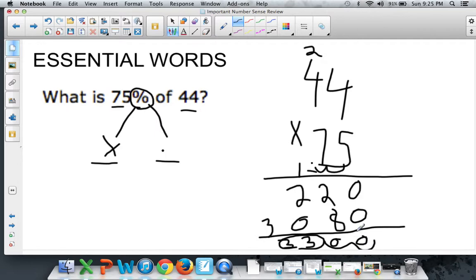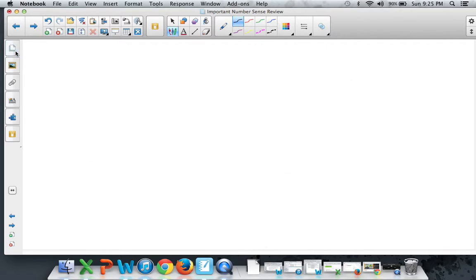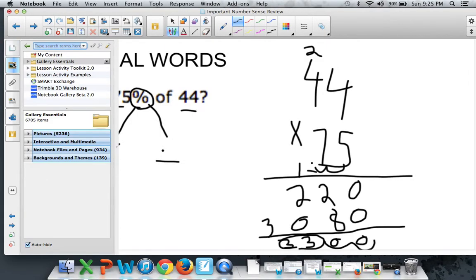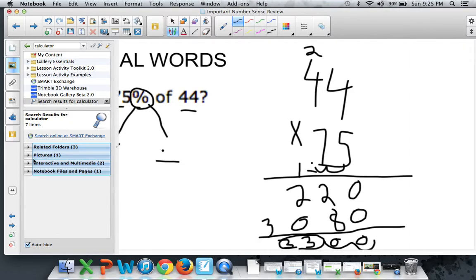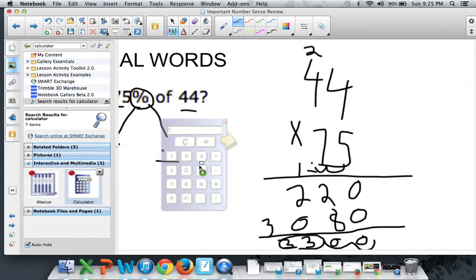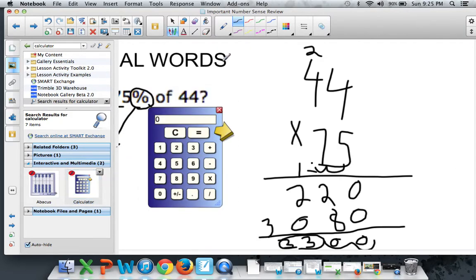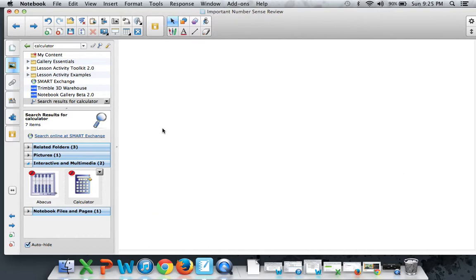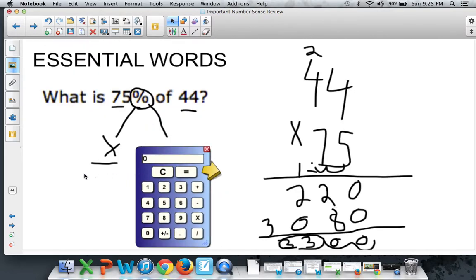It never hurts to double check your work, and if you've got a computer handy or if you just happen to have an old-fashioned calculator, I would recommend doing that. What's really cool about Smartboard software is there are a lot of things you can find simply by searching for it. Interactive multimedia. Oh look, a calculator. Watch as I drag a calculator onto our screen. And let me use it real quick. Hopefully it works the way it's supposed to. That would be embarrassing if it did not.